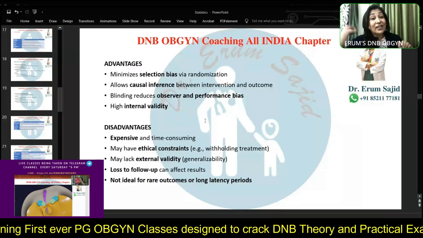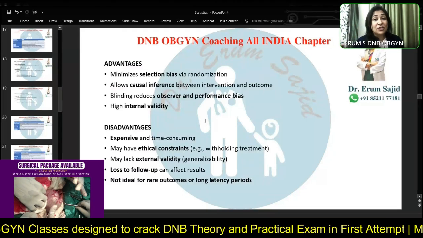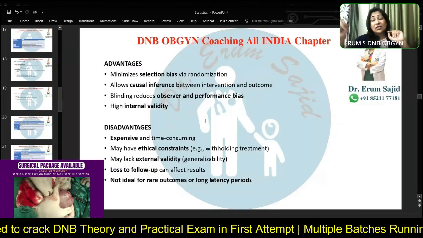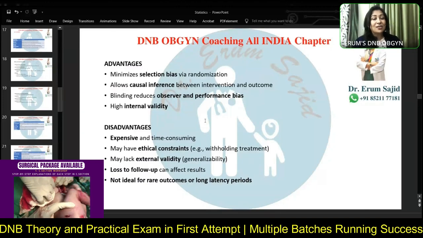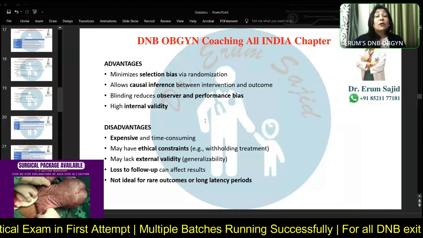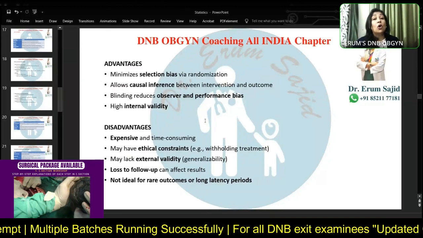Like, for example, in case of Alzheimer's, you're giving a placebo to an Alzheimer patient. What wrong has that patient done and what right has that patient done in which you get a drug and she does not get the drug? Isn't it? There are ethical constraints. May lack external validity. Could be a loss of follow-up. Not ideal for rare outcomes or for longer latency periods.